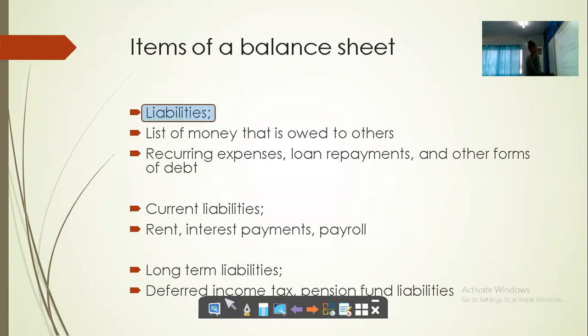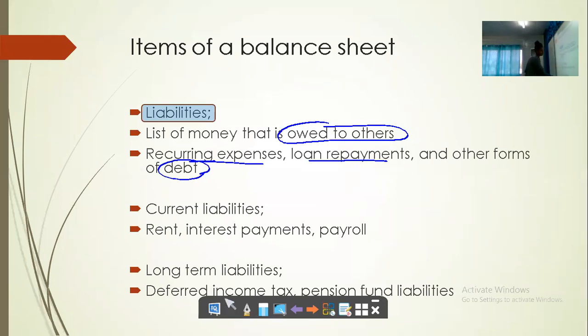Liabilities. What are liabilities exactly? They can be expenses, loans to be repaid, and other forms of debt. Liability is debt. So liabilities can be divided into two smaller groups on a balance sheet.